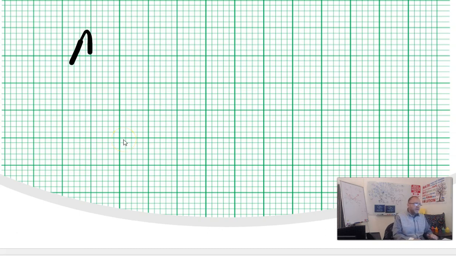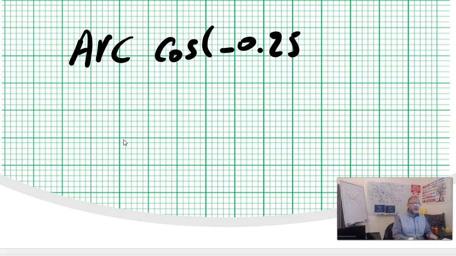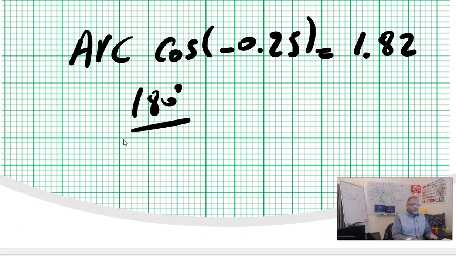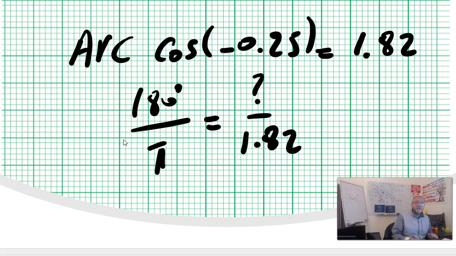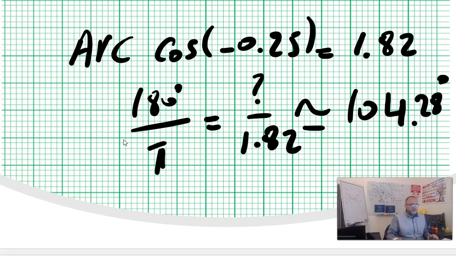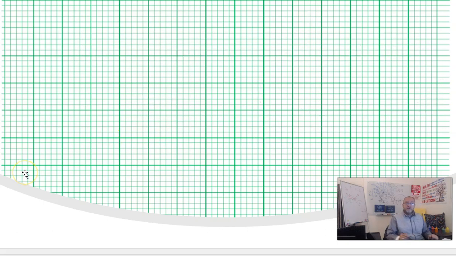Now you go ahead and get your scientific calculator and do arc cosine of minus 0.25, and you're going to get your answer in radians, which is 1.82 radians. Then you do 180 degrees stacked up with pi radians, which is 3.141592, and this is my 1.82, and I find out the degrees. I get almost 104, let me see here, 104.28. So that makes sense, because this is the largest one.